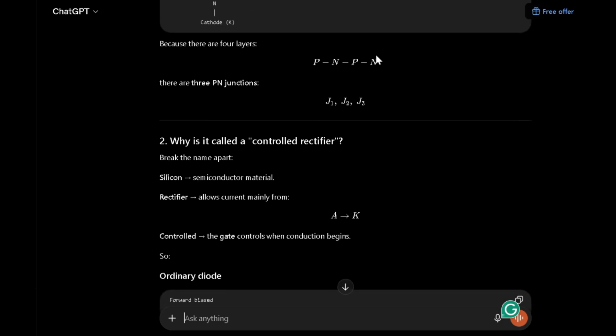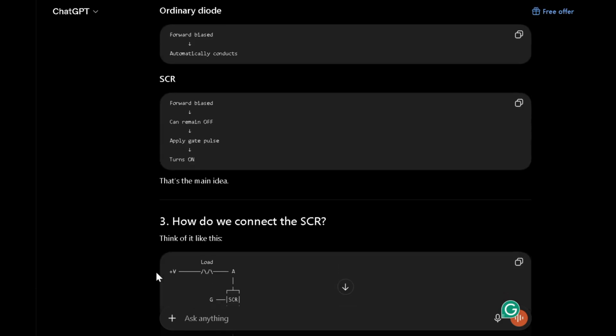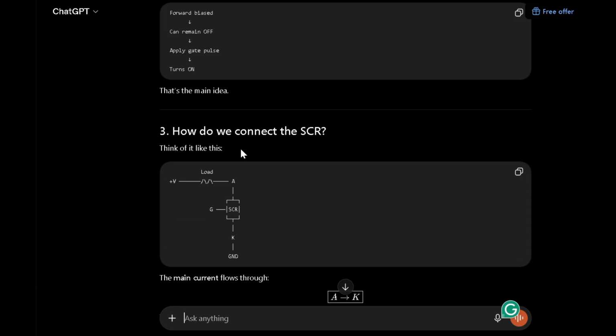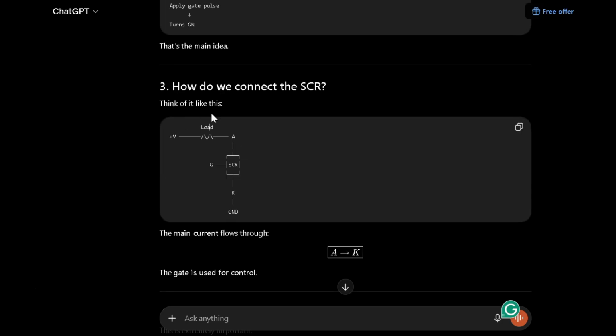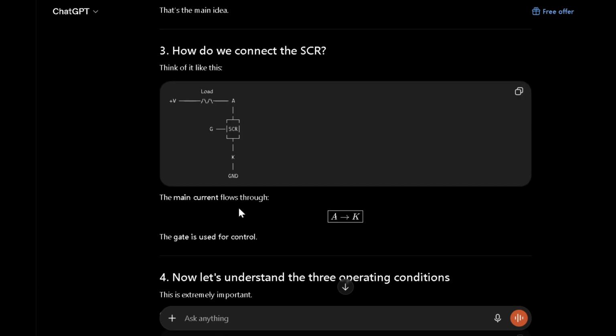How do we connect the SCR? Think of it like this. The load is connected with the SCR, PNPN, and then the gate is connected to the control. The load, let's say, is a resistor. Current flows from anode to cathode. The gate is used for control.